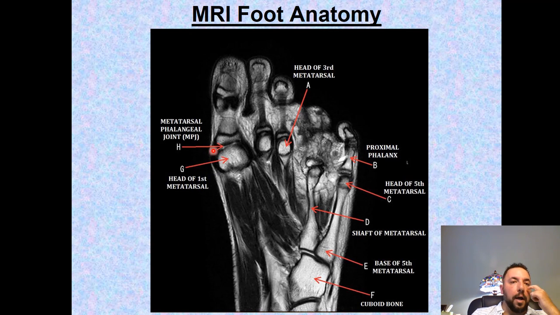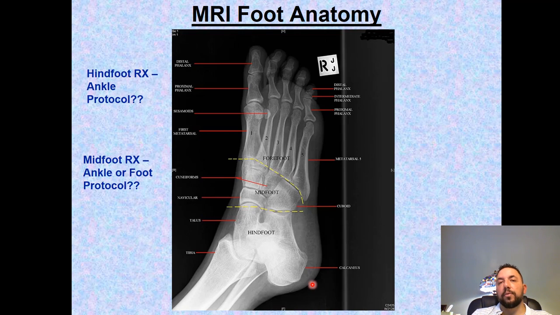In the axial view, which looks like a coronal to the foot, but it's an axial to the magnet, we'll talk about that in a second. The MPJ, the head of the first, the head of the third, proximal phalanx, the head of the fifth versus the base of the fifth. Here's the shaft of the metatarsal and the cuboid bone.